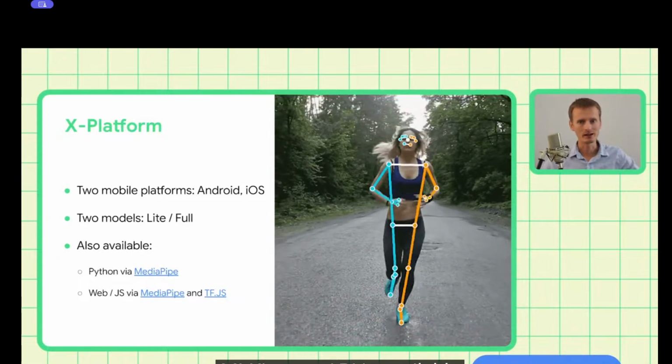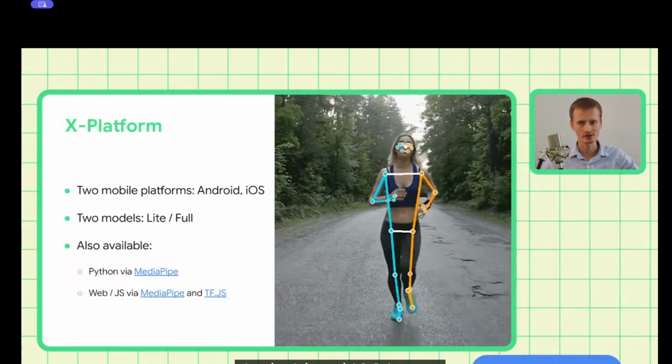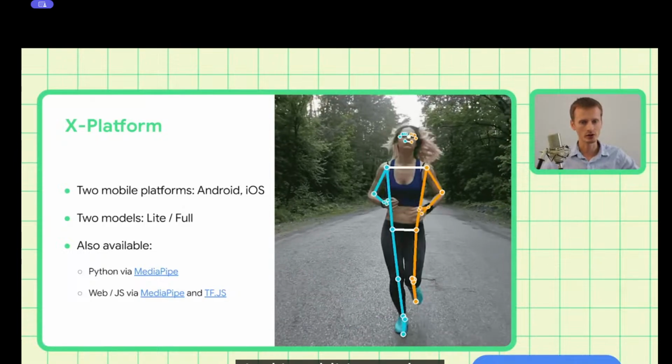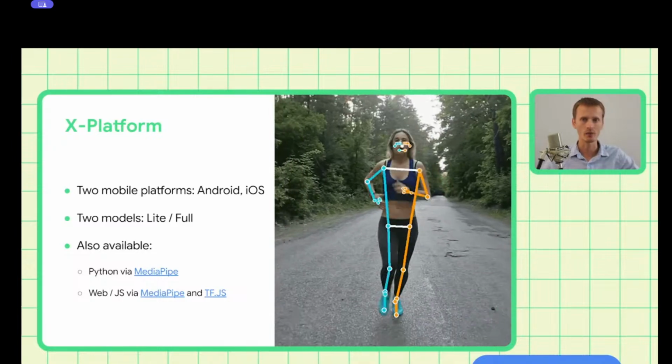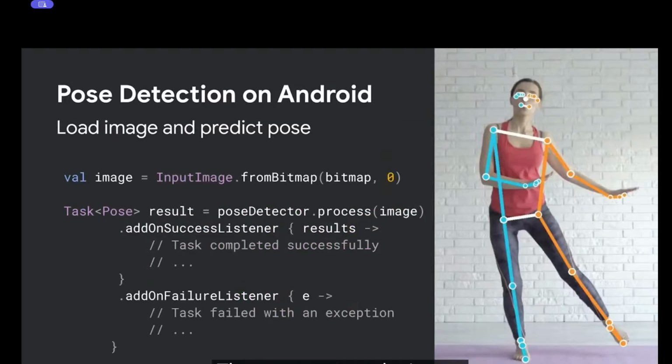MLKit Pose API is available on two mobile platforms, Android and iOS, in two versions, Lite and Full. And in addition to that, the same pose solution called BlazePose is also available in MediaPipe and TFJS via Python and JavaScript. Let's have a look at how to use it. First, we should select a mode, which can be stream mode or single image mode, and then create a pose detector object. Then we process the image with the pose detector, and that's it.